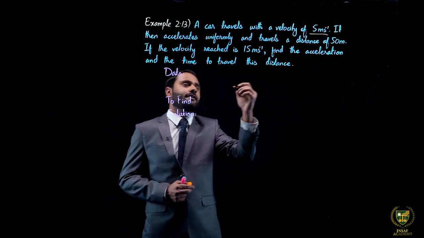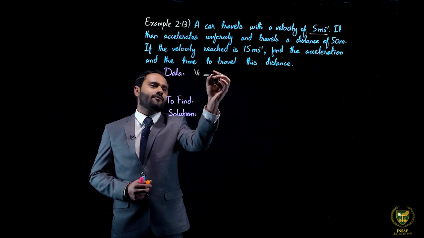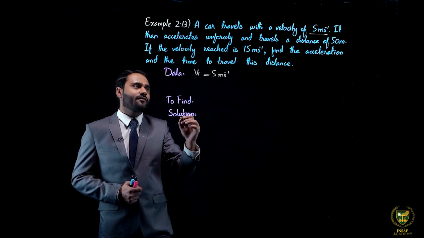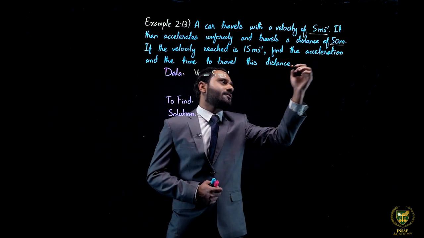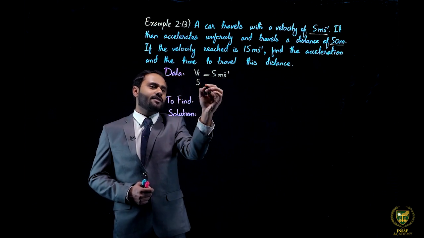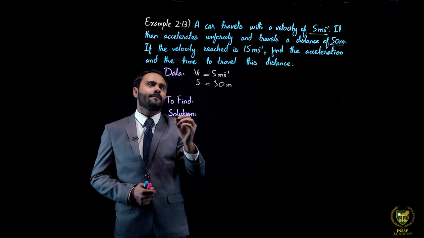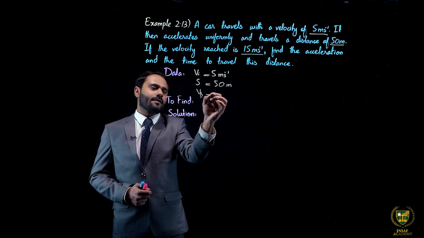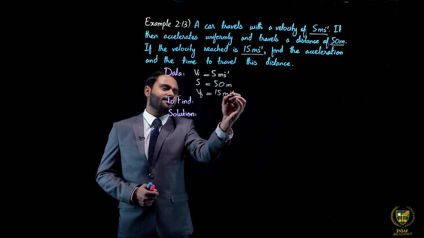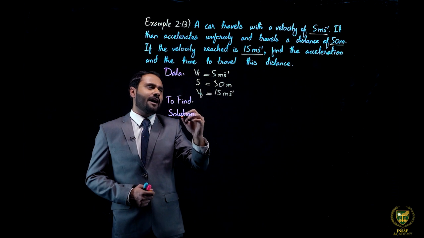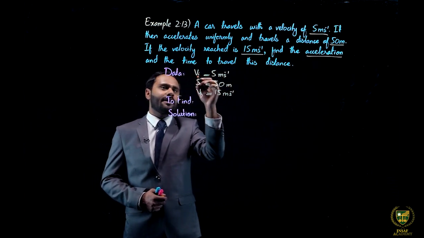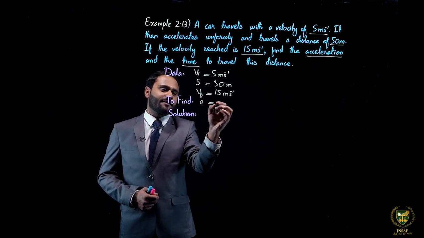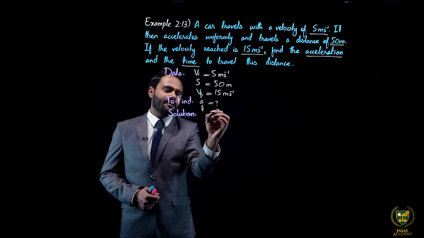So let's note down the data. The car is traveling with a velocity of 5 meter per second, so Vi is equal to 5 meter per second. It then accelerates and travels a distance of 50 meter, so S is equal to 50 meter. If its velocity reaches 15 meter per second, so Vf is 15 meter per second, then find the acceleration and the time taken to travel that distance. So we have to find acceleration and we have to find time.